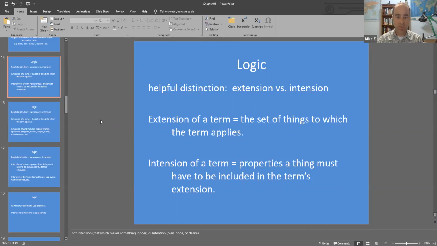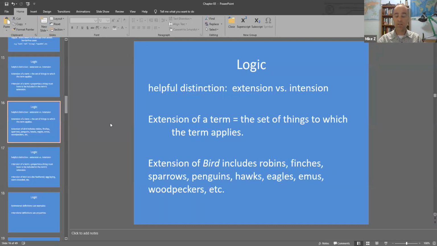And I've got an example coming up here in a moment to make it even more clear. And then the intension of a term refers to the property, or the set of properties, that a thing must have in order to belong in the extension. So, for example, think of the term bird. What's the extension of the term? Well, it's all the actual birds, right? All the birds in the world are the things that are in the extension of the term bird.